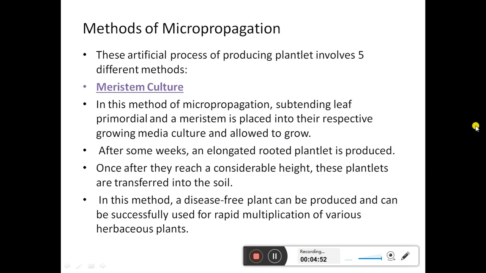Next are the methods of micropropagation. This artificial process of producing plantlets involves mainly 5 different methods. First is the meristem culture. In this method of propagation, subtending leaf primordia and a meristem are placed into their respective growing media and allowed to grow. After some weeks, an elongated rooted plant is produced. Once they reach a considerable height, these plantlets are transferred into the soil. In this method, a disease-free plant can be produced and can be successfully used for rapid multiplication of various herbaceous plants.